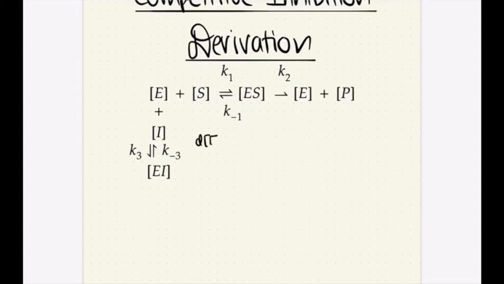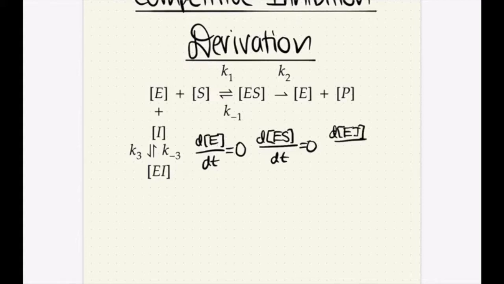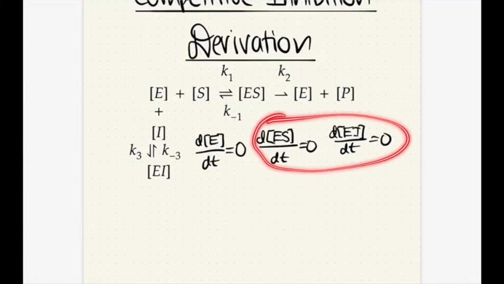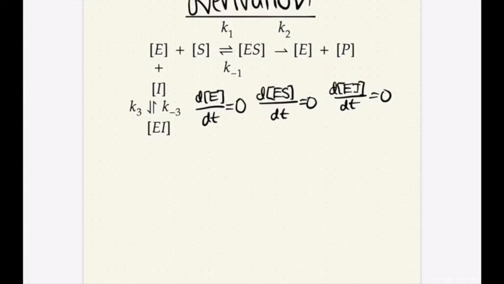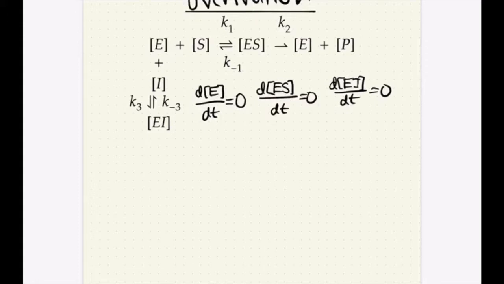We stated that the enzyme concentration change over time is going to be equal to 0 due to the fact that an enzyme is not modified or changed during an enzyme substrate reaction. We're also going to state that the enzyme substrate complex concentration change over time is also going to be equal to 0, as well as the enzyme inhibitor complex concentration change over time is going to be equal to 0. And these two are going to be because of our rapid equilibrium assumption.